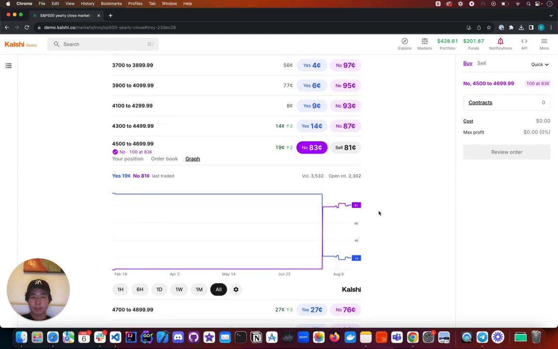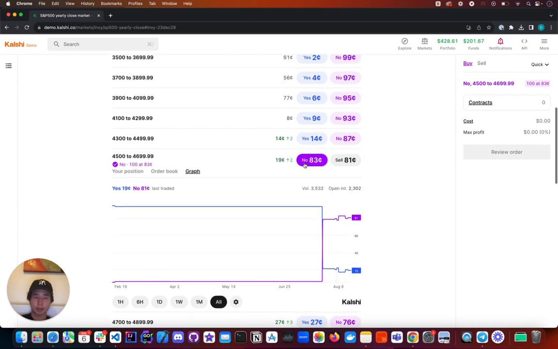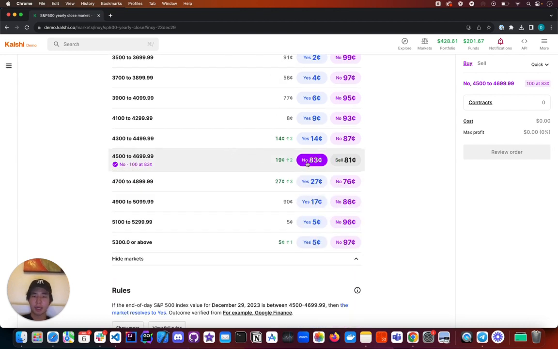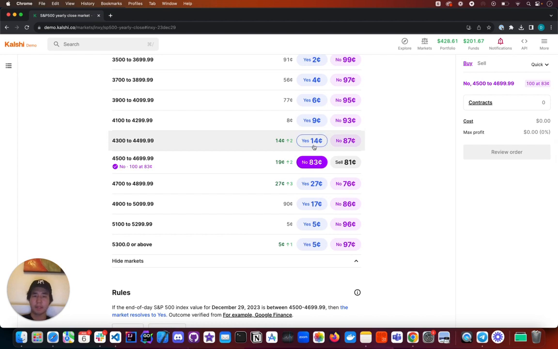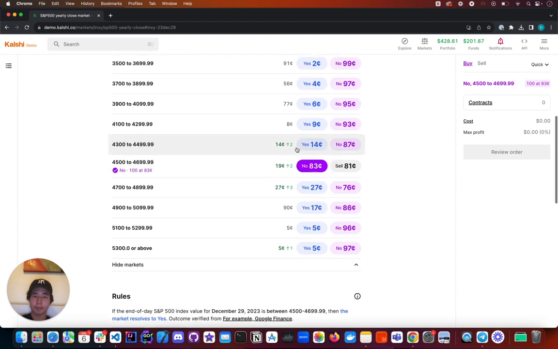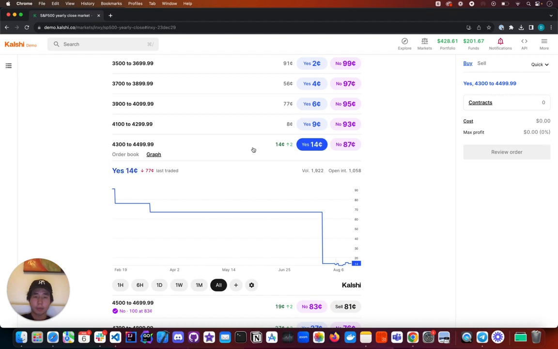So the next thing is obviously, what do these prices represent? What does it mean that no is trading at 83 cents within the strike, and in the strike above it, yes is 14 cents and no is 87 cents? So the most important thing to remember about prices on Kalshi is that they represent probability. So within this strike, for example, what the market is saying is the probability that the S&P 500 will finish between 4,300 to 4499.99 by the end of the year is 14%. And the probability that it does not finish within this range, but either finishes above or below it, is 87%.